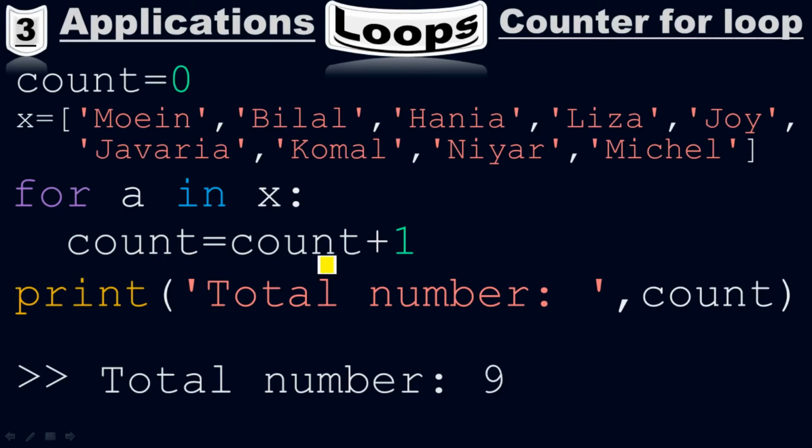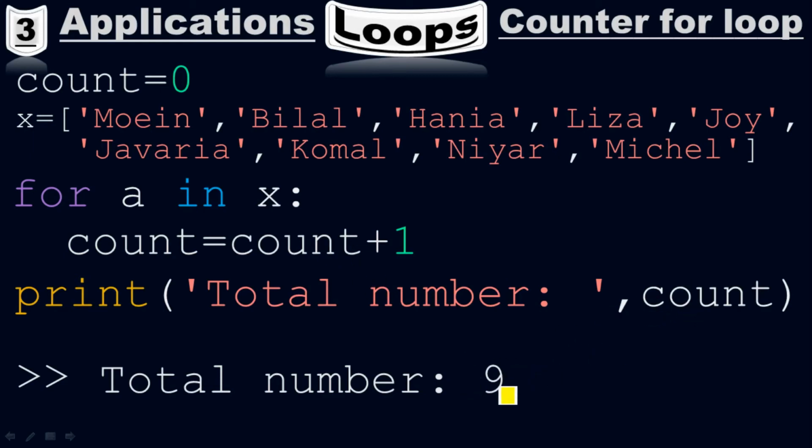And then count equals count plus 1. Count plus 1. And then the message total number, comma count. So when you run it, you will get total number 9. Look, from here up to here, this is the message total number with a space. Why do we have a space? We have a space here before the last colon here. So when you put a space here, you will see a space here. And then comma count. What is count? Count is actually the number of the people.